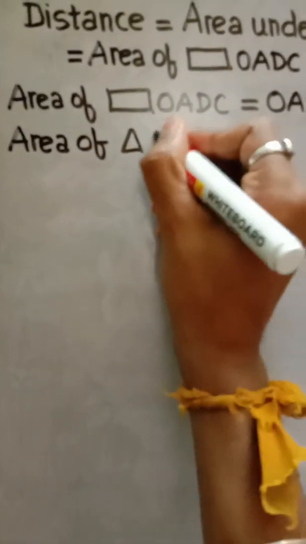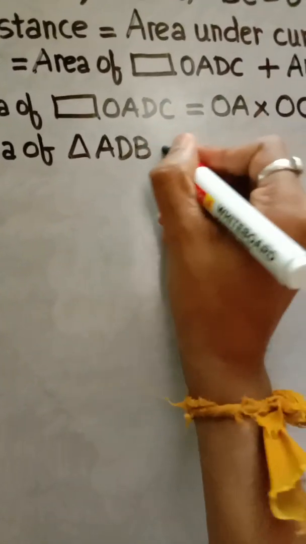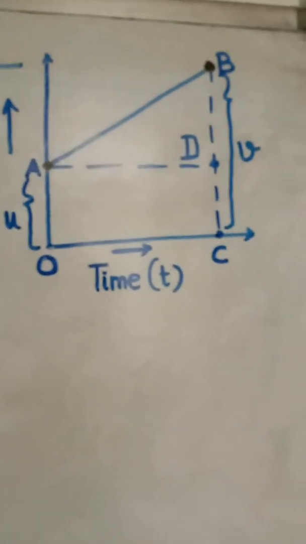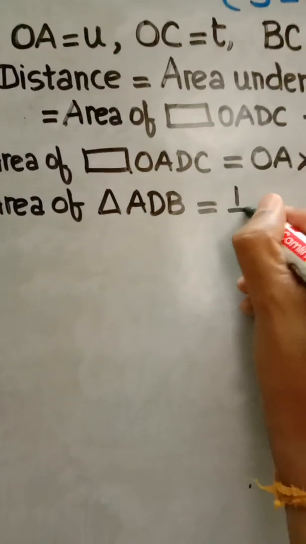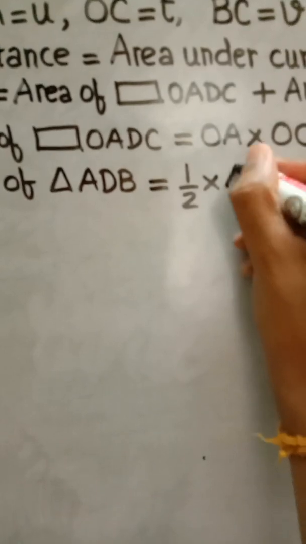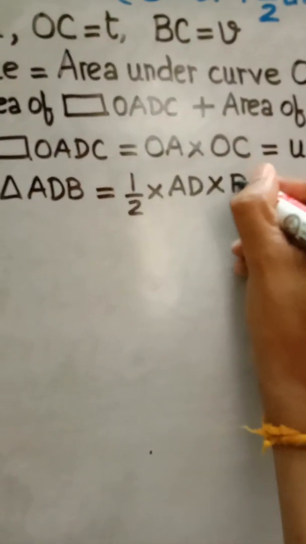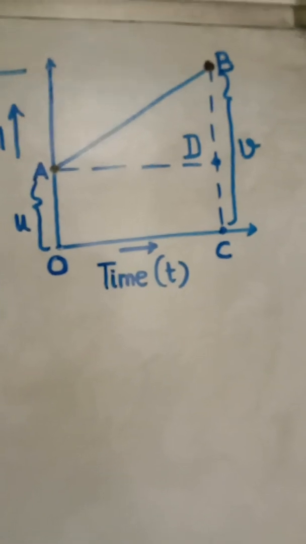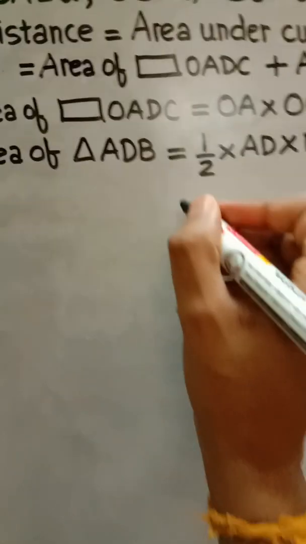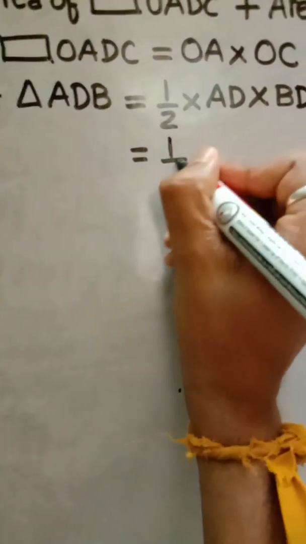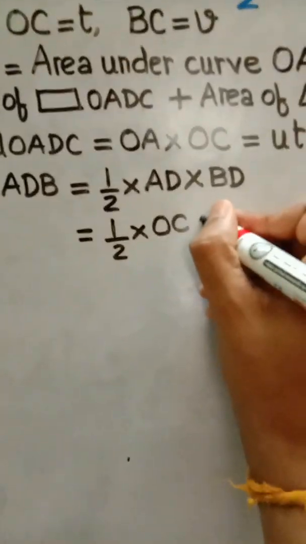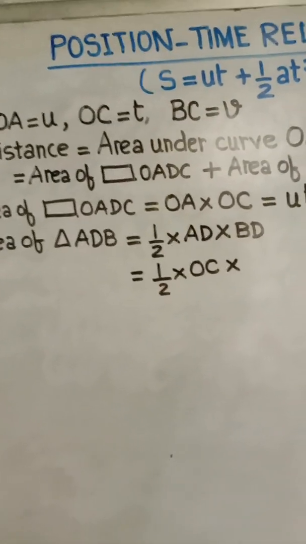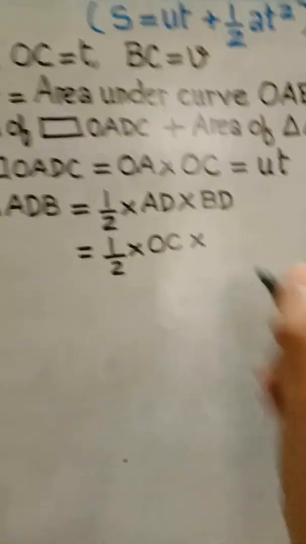Now we need the area of the triangle. Area of triangle ADB is half into base into altitude, right? So you can write half into AD into BD. Now AD is equal to OC, and you have to get the value of BD.